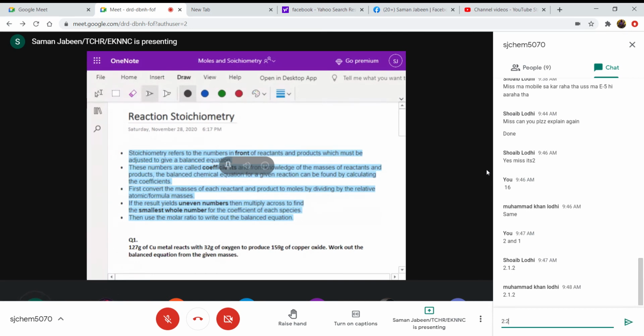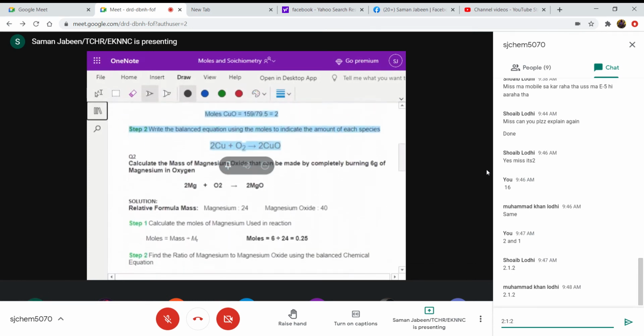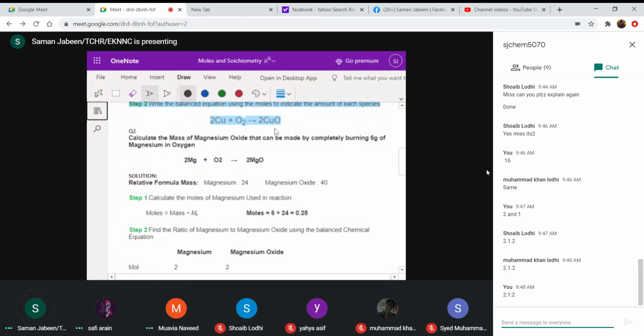So the ratio now is 2:1:2. Now, can you write its equation? See, this is the equation. With copper, you will write coefficient 2. With oxygen, you will write nothing because there is 1. And with copper oxide, you will write coefficient 2. That is how you can balance an equation by using moles as well.